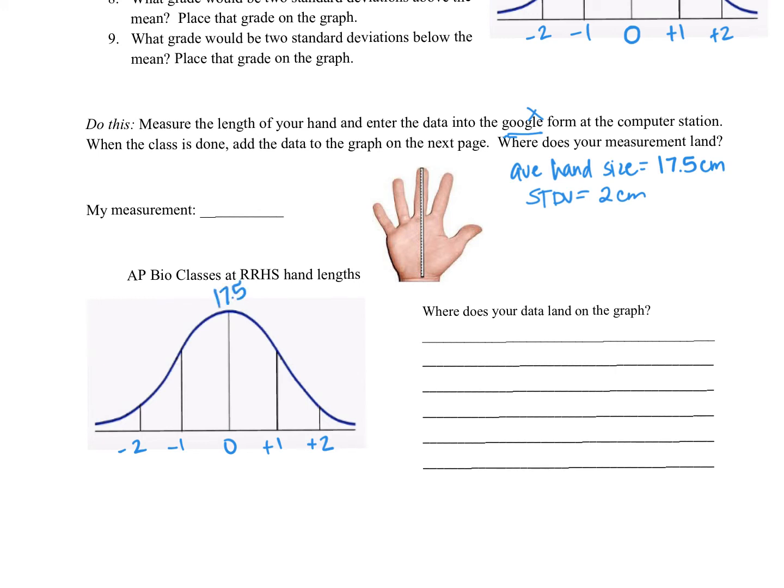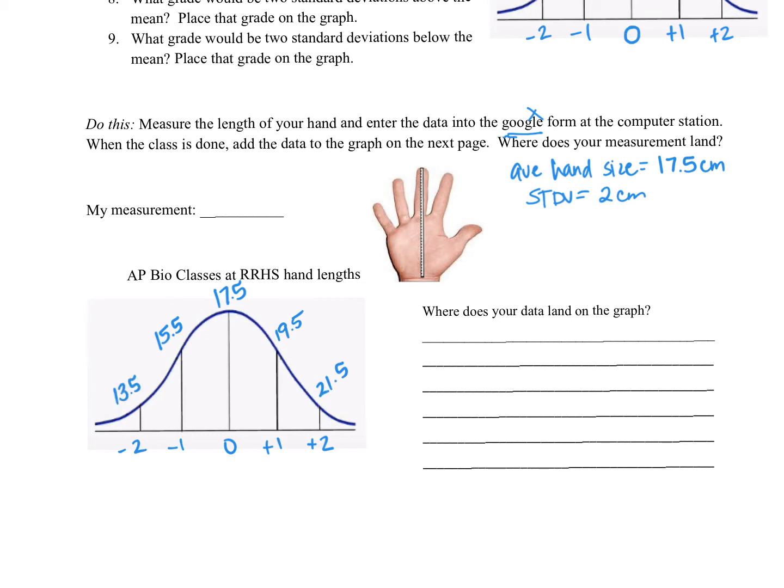Now, when I go one standard deviation above the mean, I'm going to add 2 centimeters to this value. And then one standard deviation below the mean, I'm going to subtract that value. Now to go 2 standard deviations above the mean, I'm going to add an additional 2 centimeters to this value right here. And I'm going to subtract it as well.